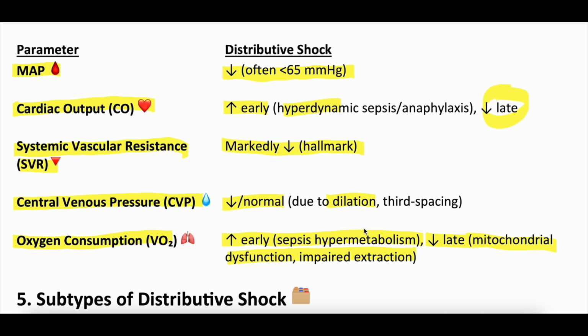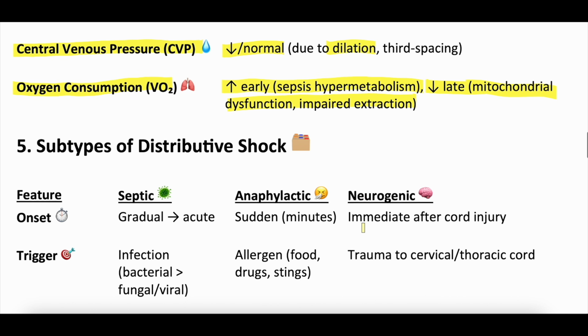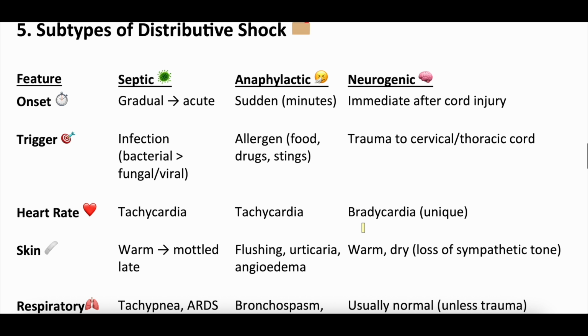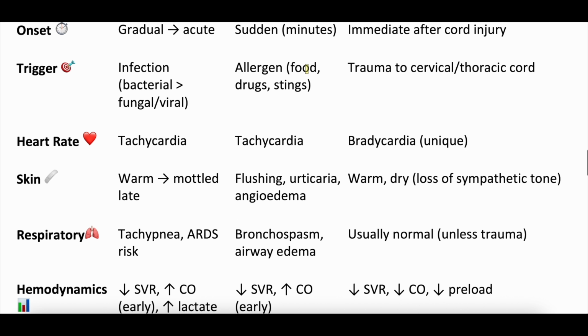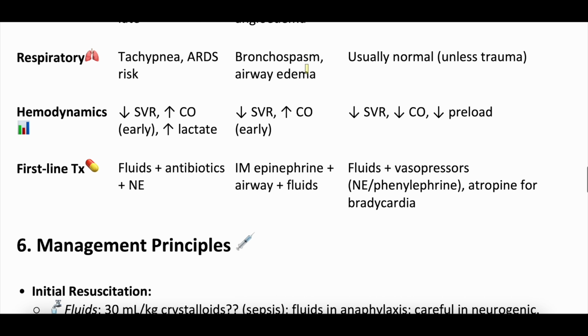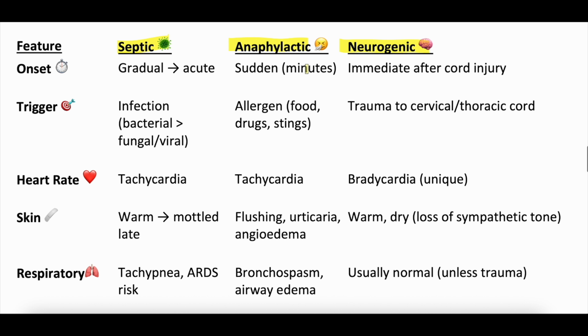So we talked a little bit about the subtypes of distributive shock, but I want to dive into it just a touch more here: septic, anaphylactic, and neurogenic. So we're going to talk about things like the onset, the trigger, the heart rate, the skin exam, respiratory rate, hemodynamics, and then first-line therapies. So in septic shock, the onset is going to be gradual, whereas in anaphylactic shock, it should be sudden. You were exposed to an allergen and you have this sudden anaphylactic reaction.